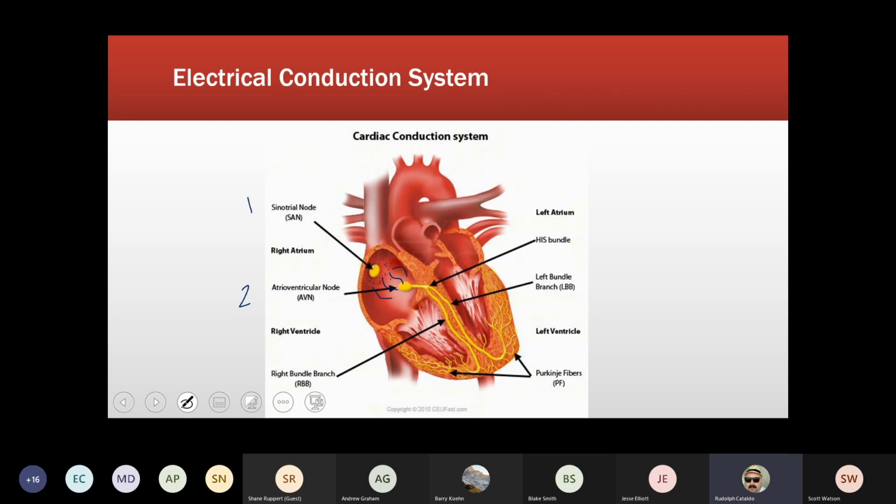Now, what happens at our AV node? Does anybody remember? What happens to our electrical impulse? Slow down. What was that? Get slowed down. Yeah, absolutely. We take that really fast impulse and we put a kids at play sign in front of it and say, hey, slow down a little bit. So our SA node, we know, fires at a rate of 60 to 100. And I think our AV node fires between, is it 40 to 60? It is 40 to 60. Good job.